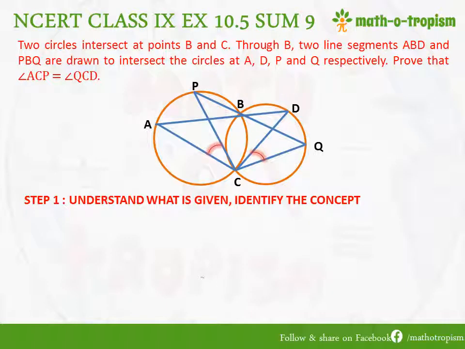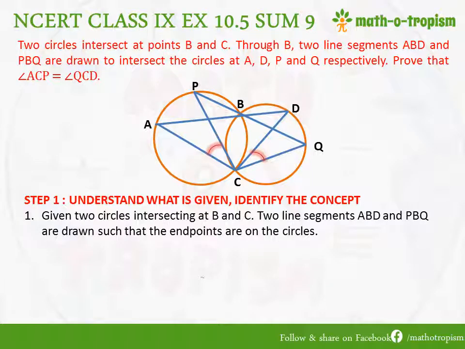First step is understanding what is given and identifying the concept. Since this sum is in the exercise which deals with cyclic quadrilaterals, our first intention will be to join AP, BC, DQ and try to find the relation in the cyclic quadrilateral, and that is where we are making the mistake. So we'll read it again slowly and try to understand what exactly is needed.